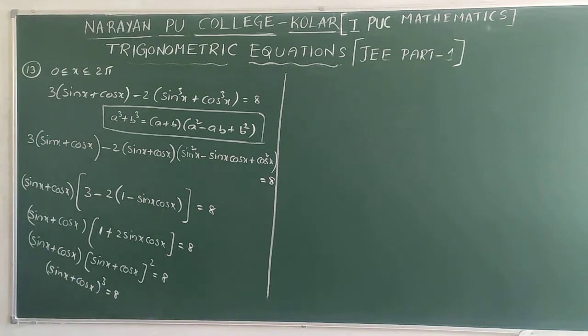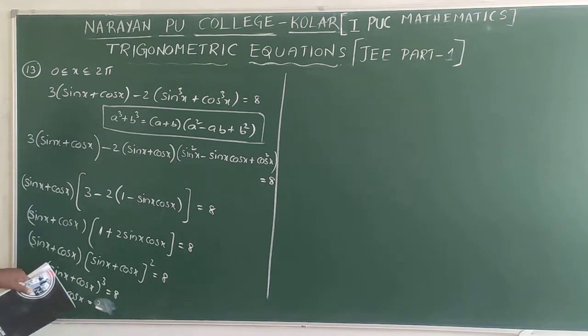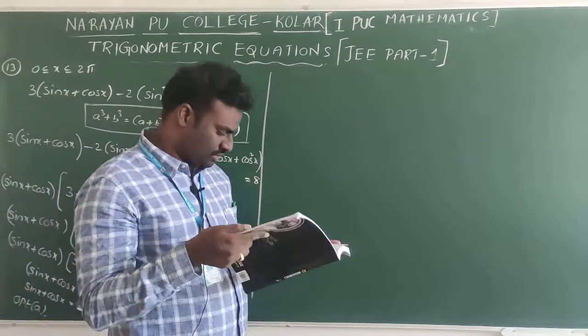You will get sin x plus cos x equals 2, but the maximum value is root 2, so plus or minus root 2 is the range; 2 is not possible. Because 8 to the power 1/3 you can write as 2. So this is not possible. Therefore, there is no solution for question number 13. That is nothing but option A, is the correct answer.